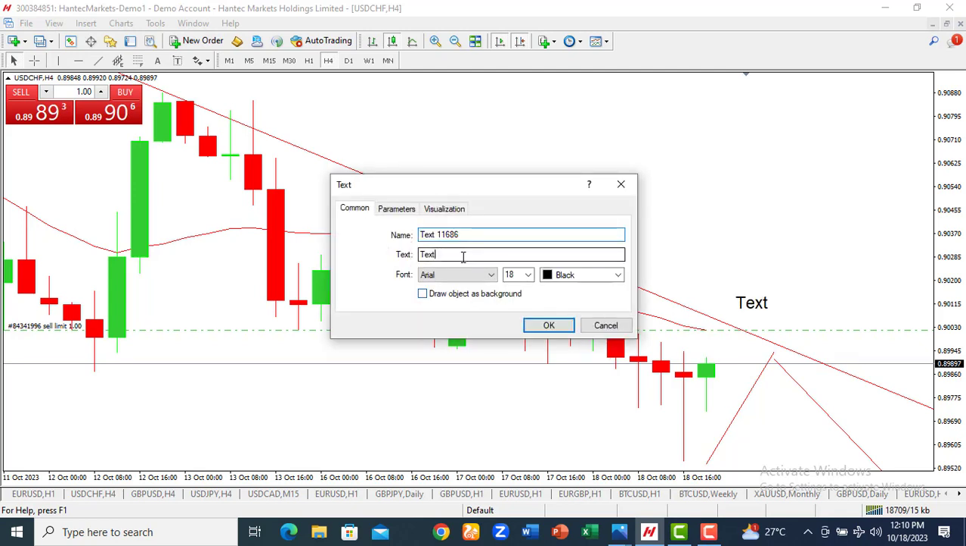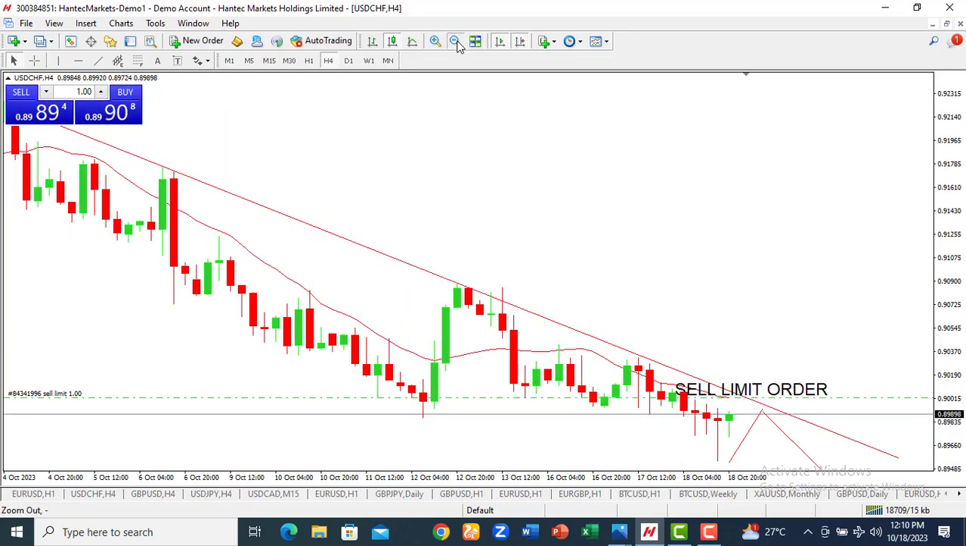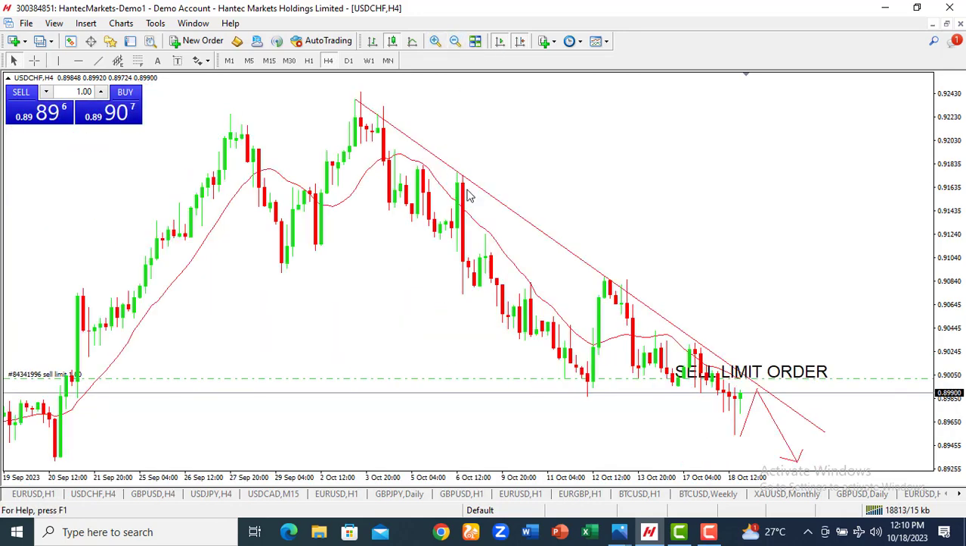We call it the sell limit order. So you can see it, sell limit order. As simple as that.